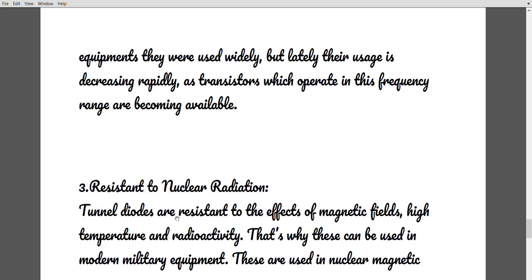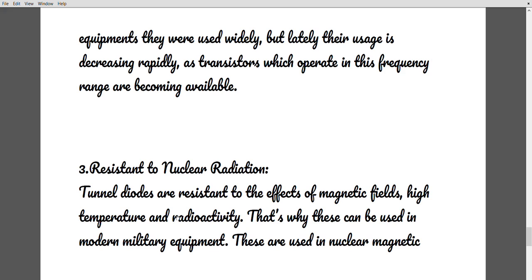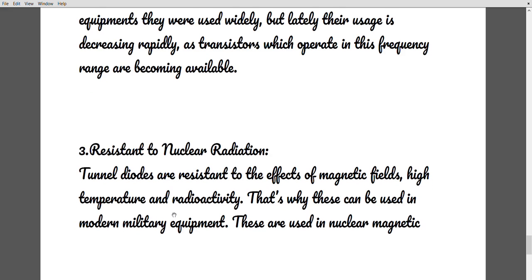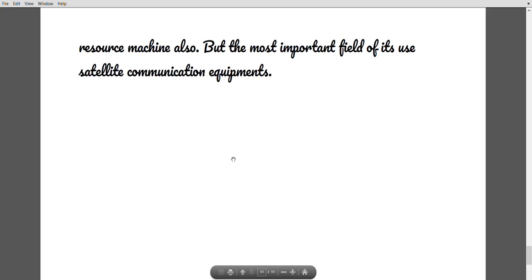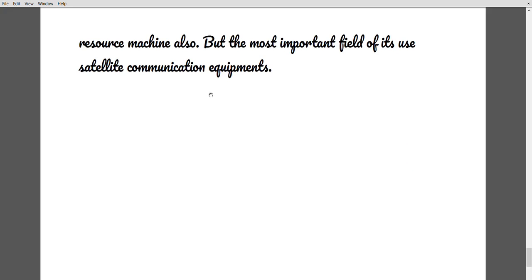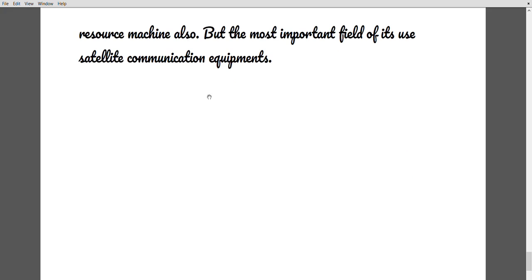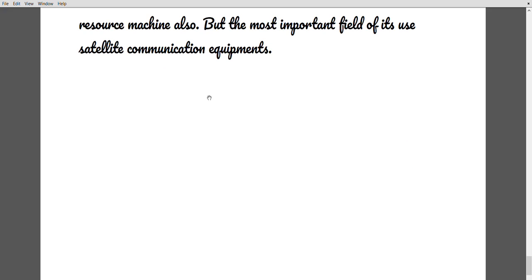And then if we move to the next one, this is resistance to nuclear radiation. This is an application of the tunnel diode. Tunnel diodes are resistant to the effects of magnetic fields, high temperature and radioactivity. That's why they can be used in modern military equipment. They are used in nuclear magnetic resonance machines also. But the most important field of their use is satellite communication equipment.